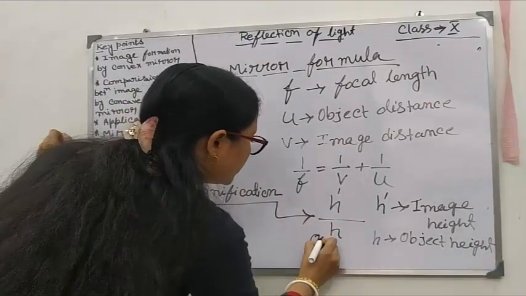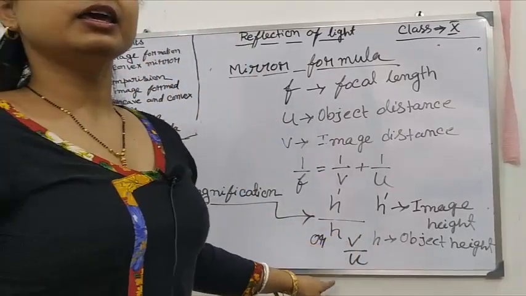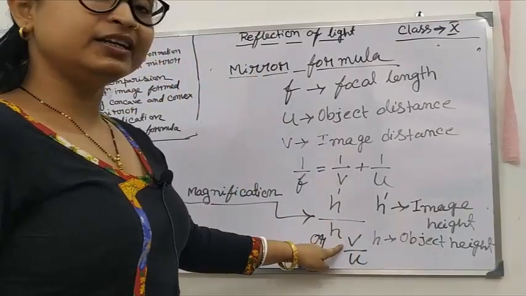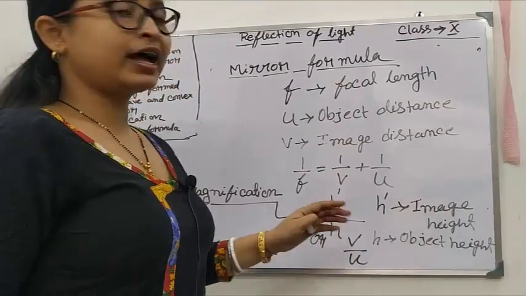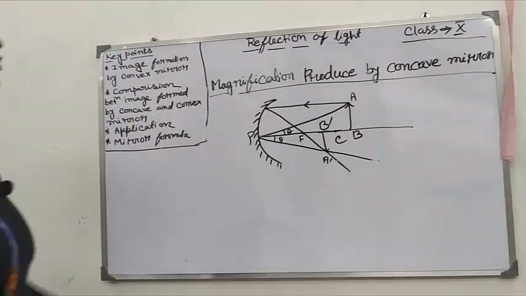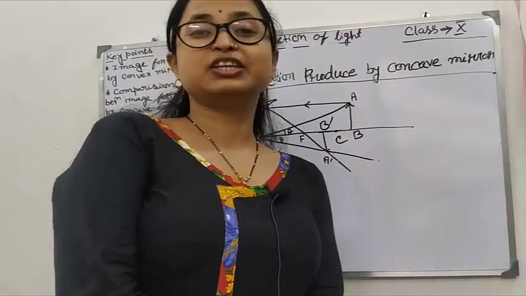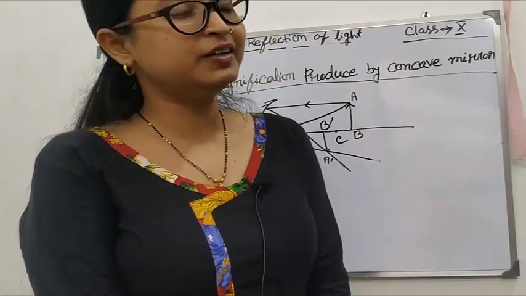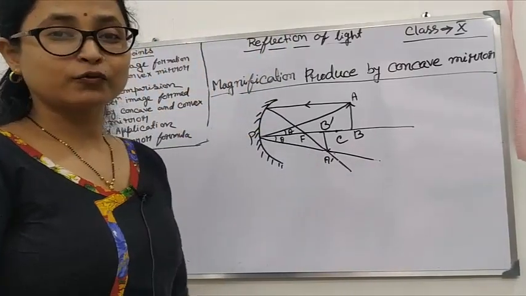Magnification is also represented by v by u. That means image distance divided by object distance. We will derive this formula very easily. So you can take a screenshot of this. So there is another formula of magnification as we learn. Magnification is equal to the ratio of image distance divided by object distance. So let us find the formula.